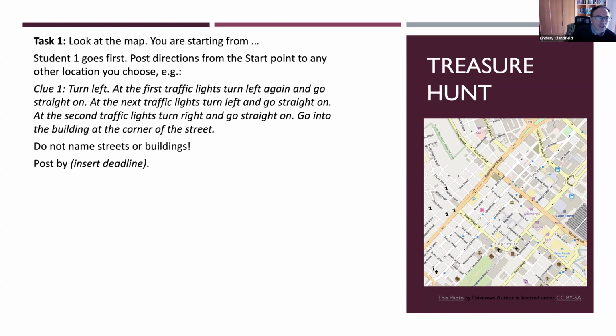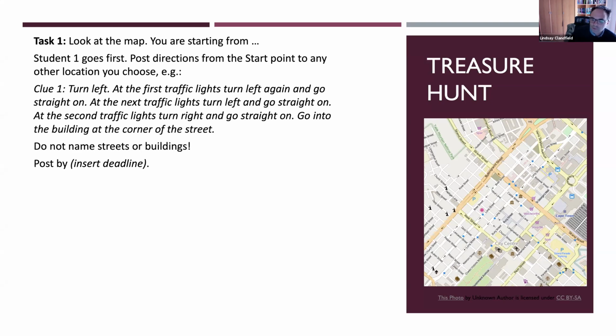So, and you write that as a clue. You would have an X on the map, and they would start saying, okay, turn left at the first traffic lights, turn left again, et cetera, et cetera. They mustn't name streets or buildings. So they have to post that by that date.